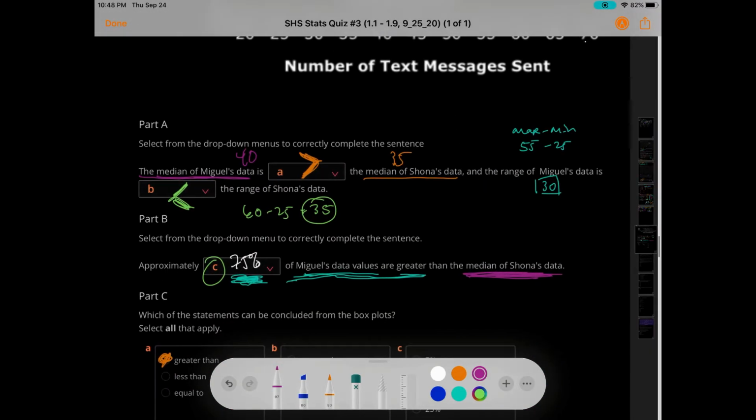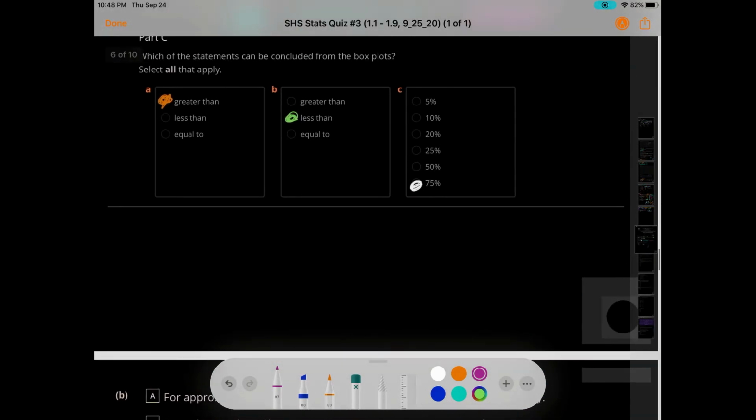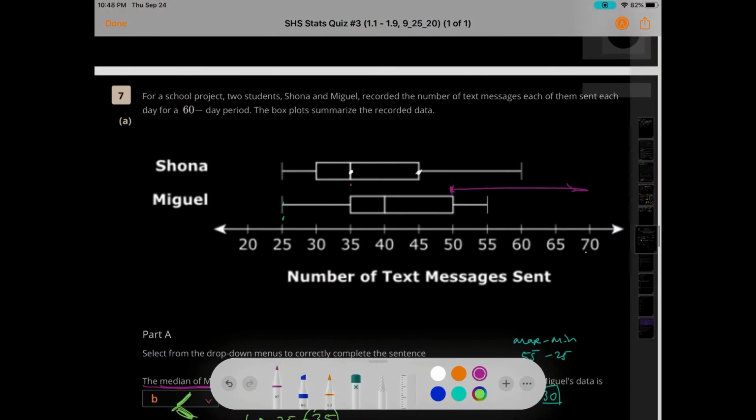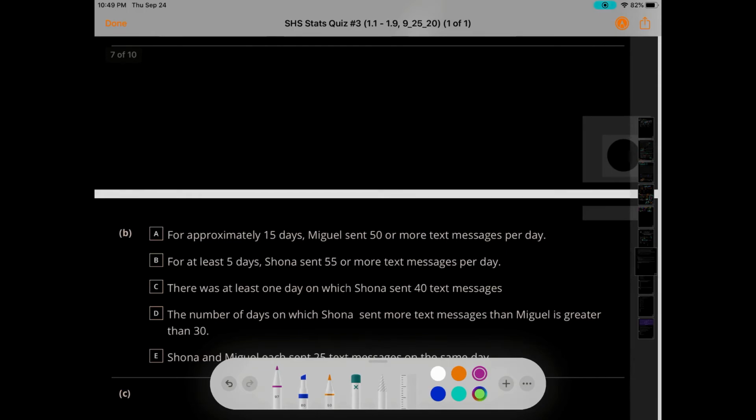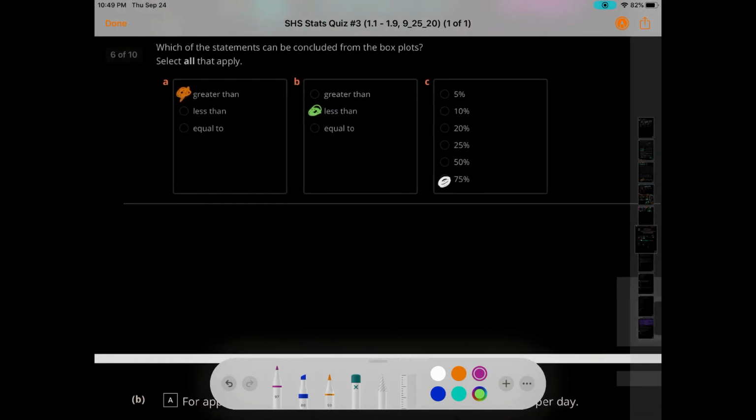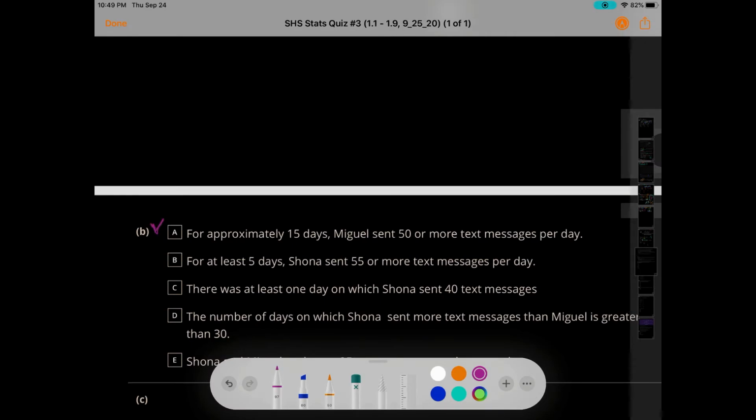What was the question? Approximately 15 days. Okay, from here to there, that represents 25% of the days. If you multiply 60 days times 25%, that's 1/4, right? So 1/4 of 60 is going to equal 15. So I think we're marking true responses. So this would be correct, true.